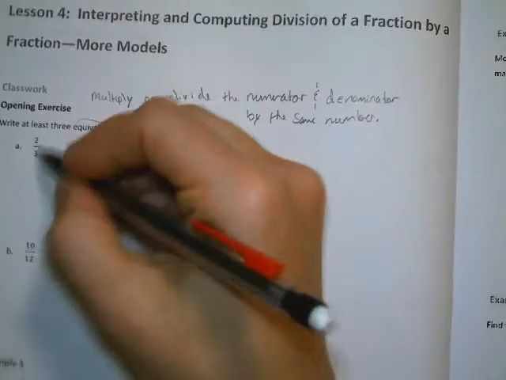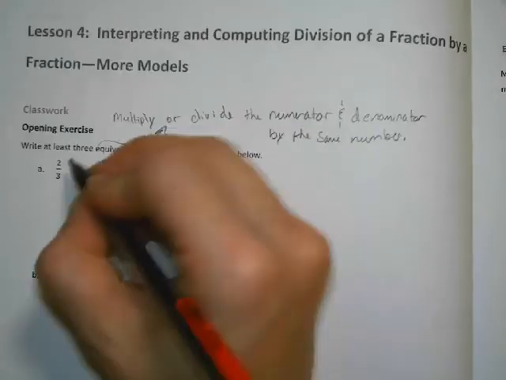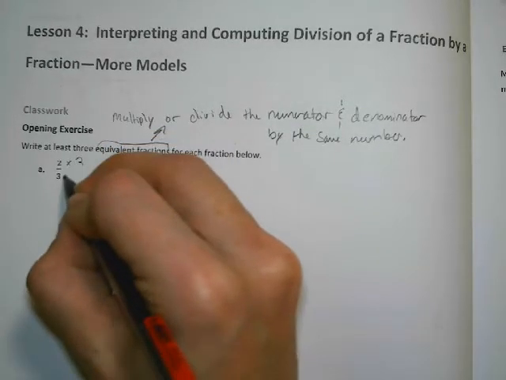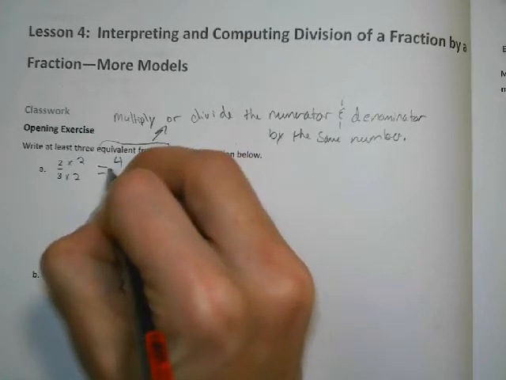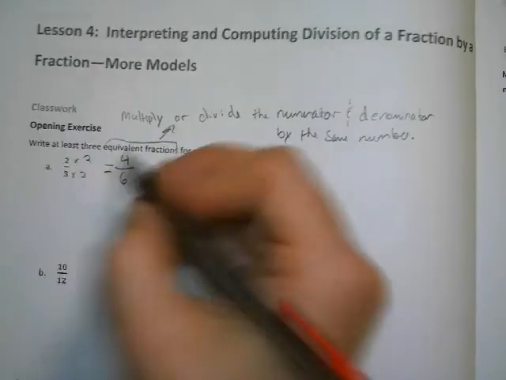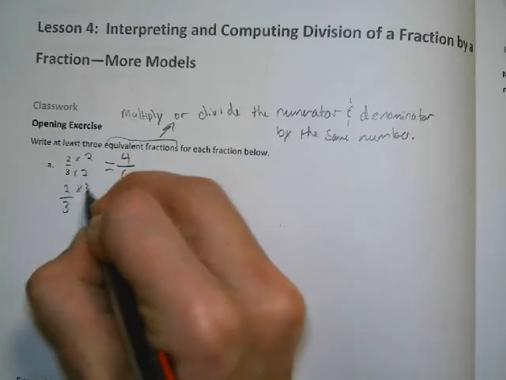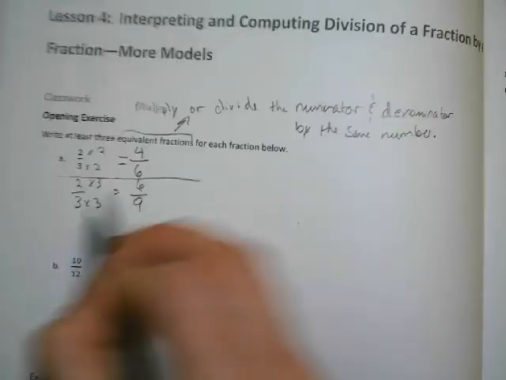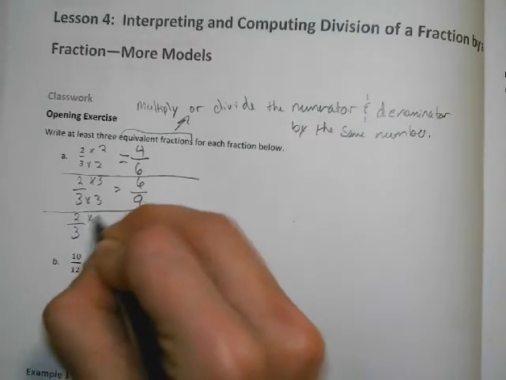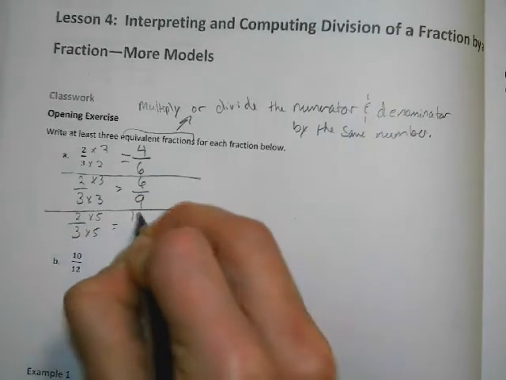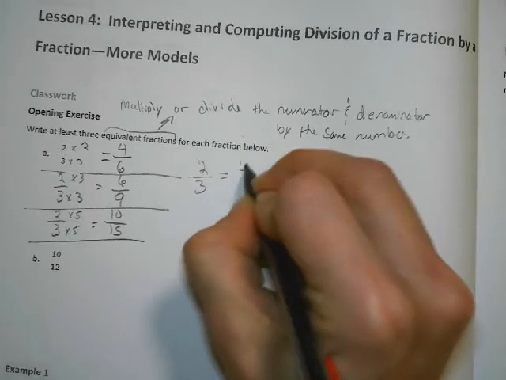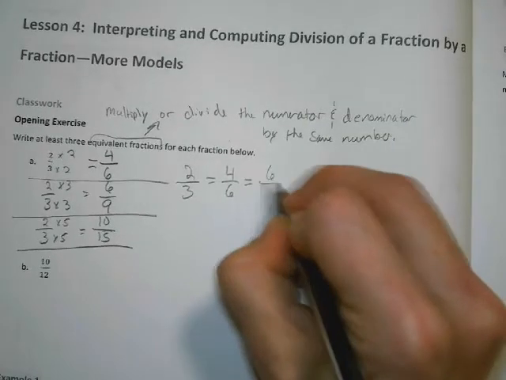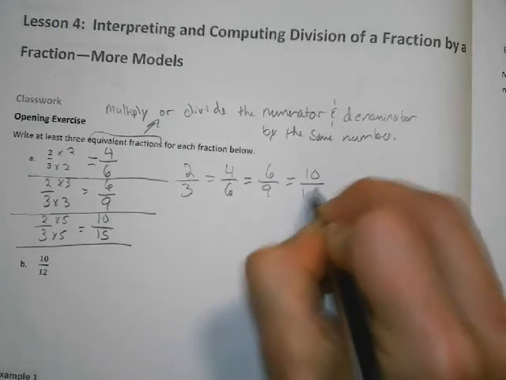So I have 2/3. I can't divide 2/3, so I'm just going to multiply it by the same. I'm going to take 2 times 2 and 3 times 2. That's going to give me 4/6. And then I'm going to take 2/3 and I'm going to multiply both by 3, and I'm going to get 6/9. And because it asks for 3, I'm going to do one more. I'm going to take 2/3. I'm going to take them both times 5. And that's going to give me 10/15. So 2/3 is equal to 4/6, and is equal to 6/9, and is equal to 10/15.